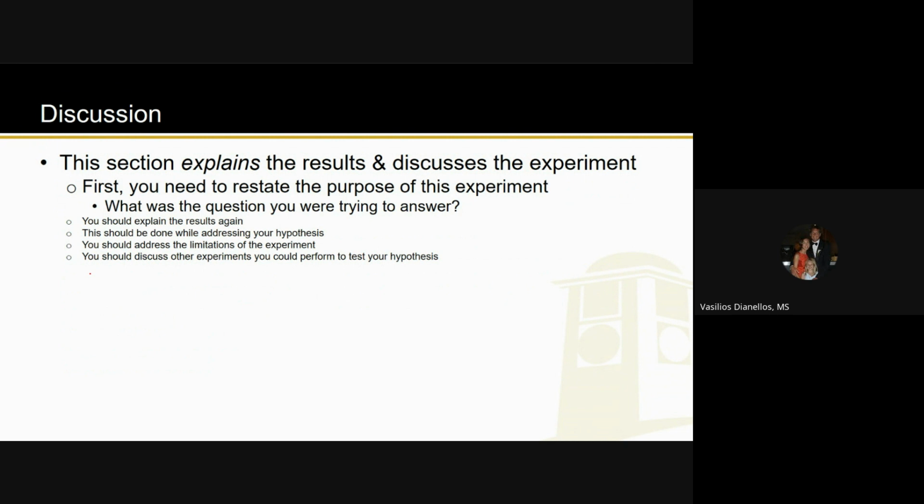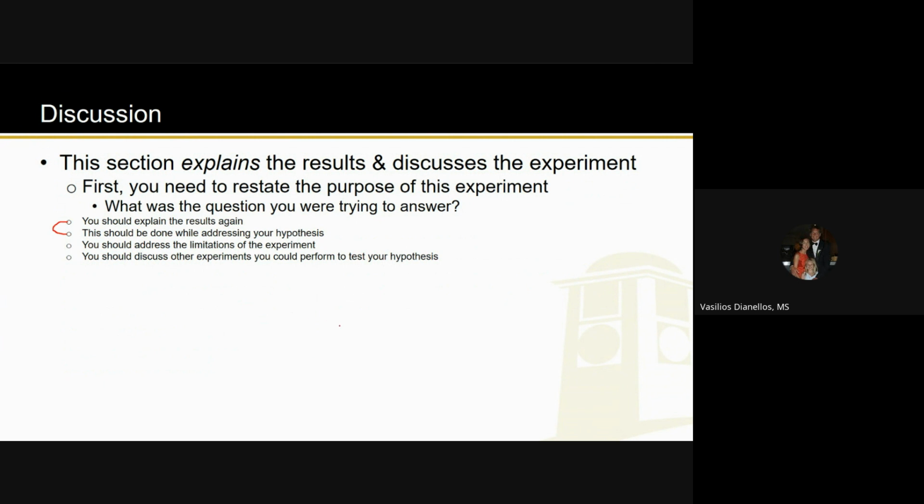You already talked about how an increase of pH means photosynthesis is happening and a decrease means it isn't, right? You've already said that before, so you can be pretty quick about it. So once again, you'll explain the results, but this time you'll do it while addressing your hypothesis, right? So you could say, again, the cuvette and the red light went from this pH to this pH, and the cuvette and the green light went from this pH to this pH, meaning that this one photosynthesized faster than that one, right?